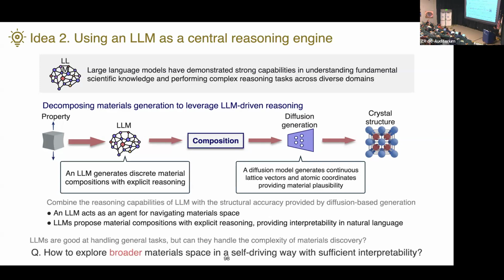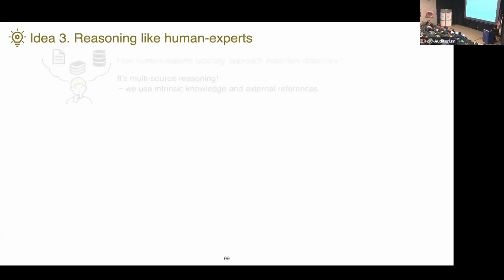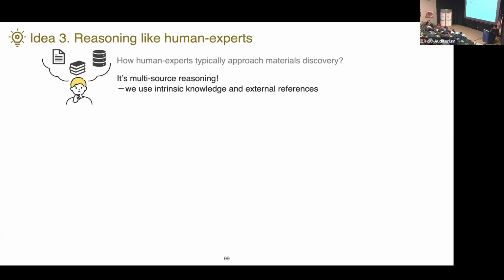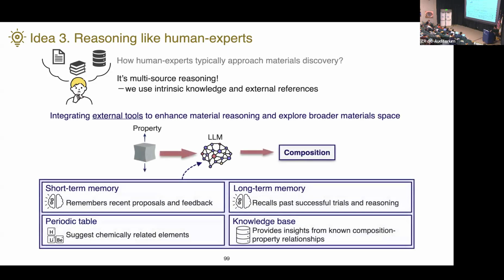And how do we explore a broader material space in a self-driving way with sufficient interpretability? So we want to make it novel, right? As we emphasized in the MetaExpert, human beings rely on knowledge, right? We're not starting the generation from scratch. We rely on knowledge. So naturally, in an agentic design, you can integrate external knowledge and external tools. In this work, we include both short-term memory, which remembers the recent proposal and feedback, and long-term memory, which records past successful tries and reasoning.